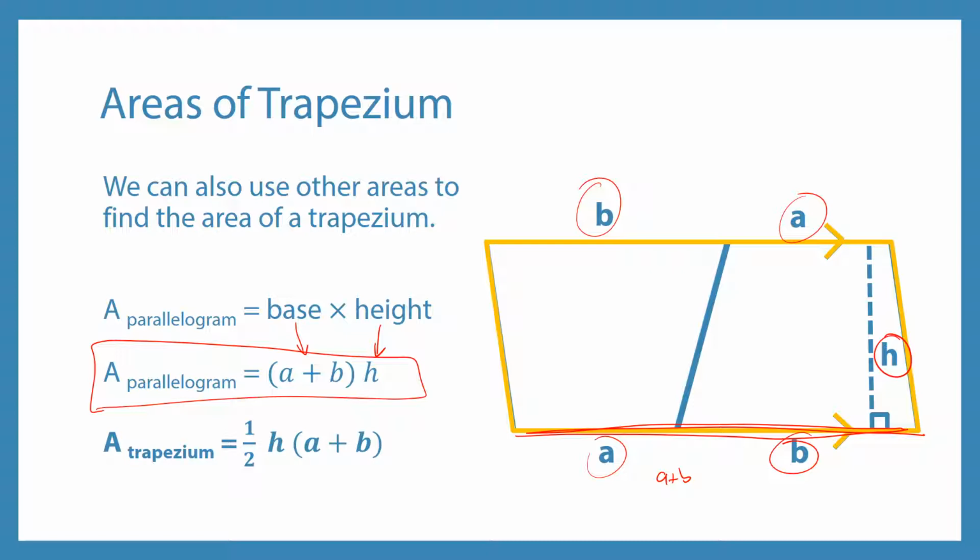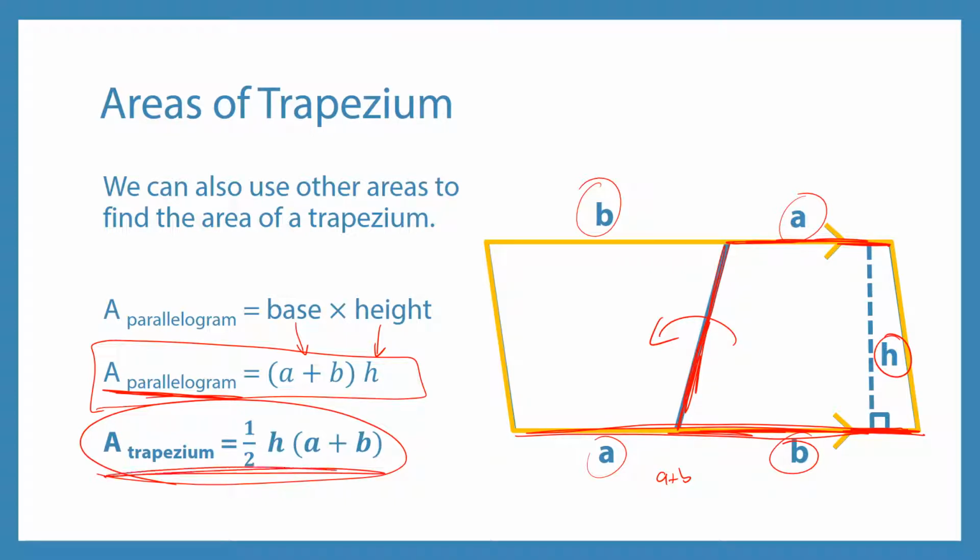So we need to remember that we've made two, so we've doubled the amount of area we have by taking this and putting it there. So now we need to divide our area of a parallelogram by 2. We end up with the area of a trapezium is a half times the height times the length of the bottom and the length of the top. And we end up with this formula here.